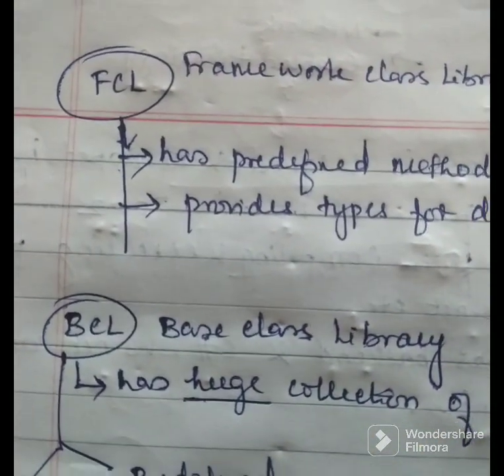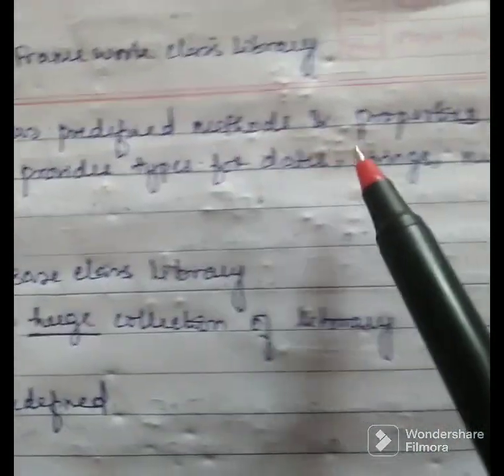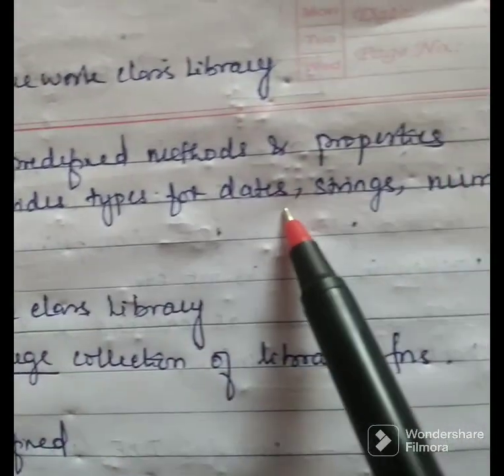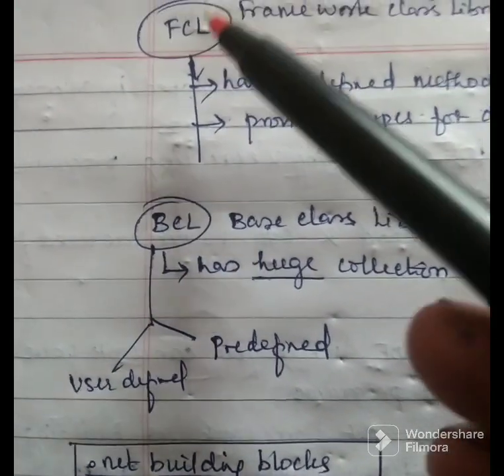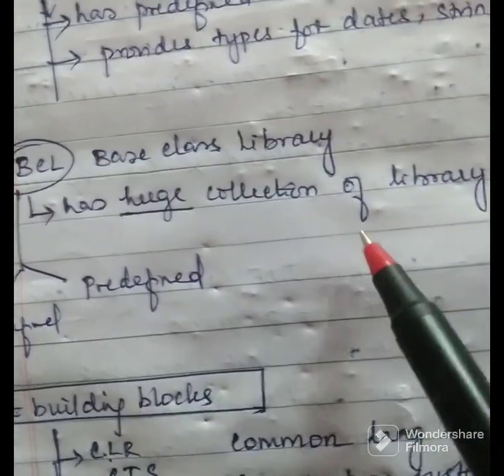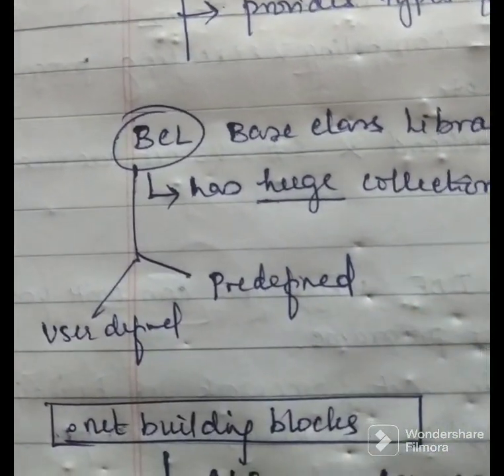Next comes FCL, Framework Class Library. It has predefined methods and properties. It provides types for dates, strings, numbers, etc. Another similar one is BCL, Base Class Library. It has a huge collection of library functions. It is further divided into user defined and predefined.